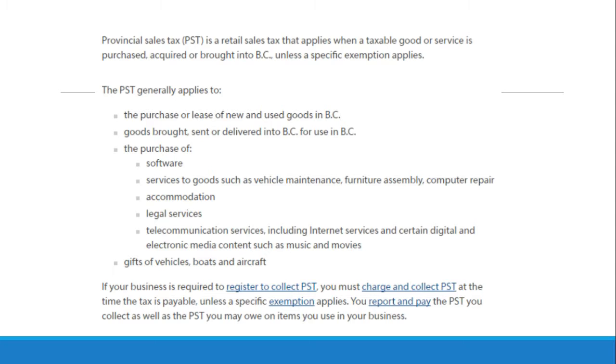So if your business is required to register to collect PST, you must charge and collect PST at the time the tax is payable, unless a specific exemption applies. You report and pay the PST you collect, as well as the PST you may owe on items you used in your business. Okay, so we have three taxes that exist in Canada, and each of these taxes has assigned provinces.